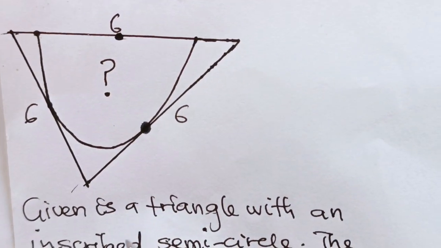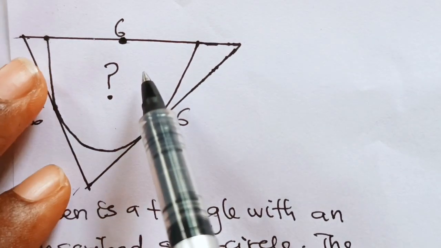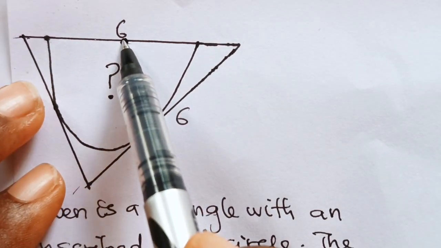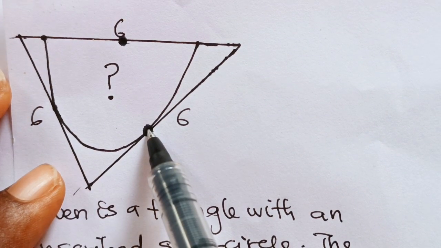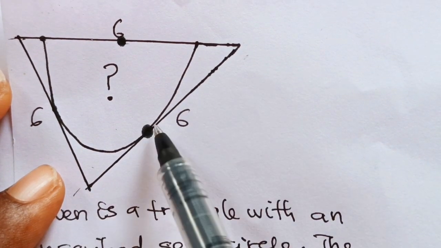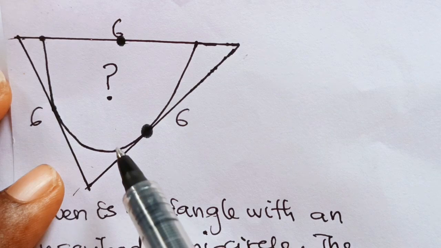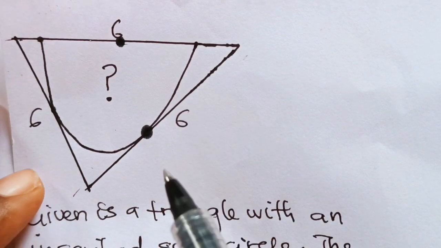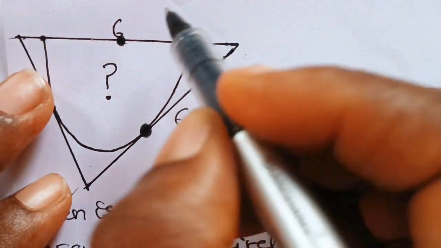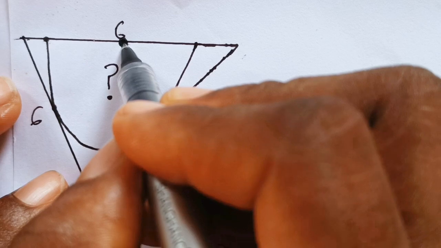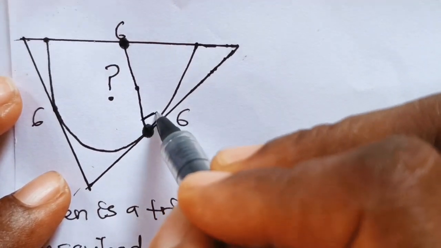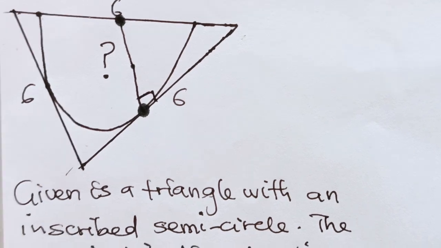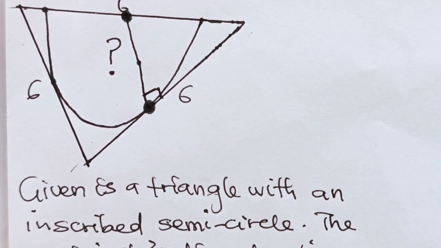Now, the theorem states that the line drawn from the center of a circle to the point of contact between a circle and a tangent forms 90 degrees. So this simply means that if we draw this line from here to this point of contact, 90 degrees is formed here. That is one thing we need to notice.